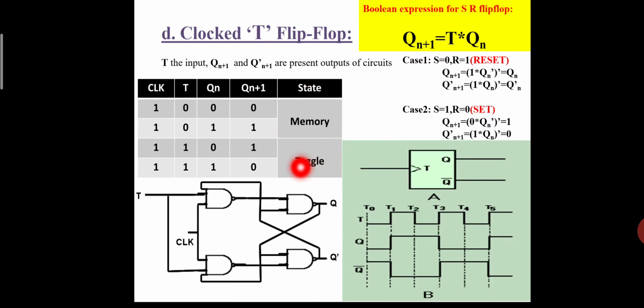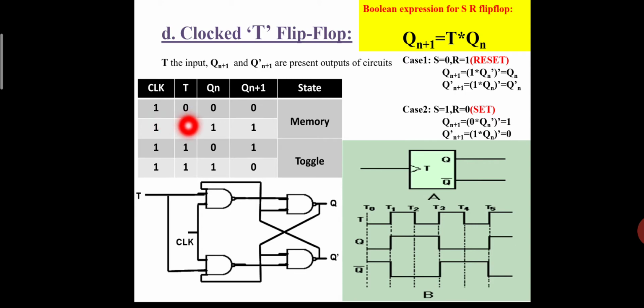So in certain circuits only the toggle state is required. So in order to implement that circuit, an improvement was made to the JK flip-flop. That is T, which is nothing but a toggle flip-flop. Here only two states exist, one is memory and the other is toggle, and the JK inputs are shorted together here and the remaining is all the same as the JK flip-flop.